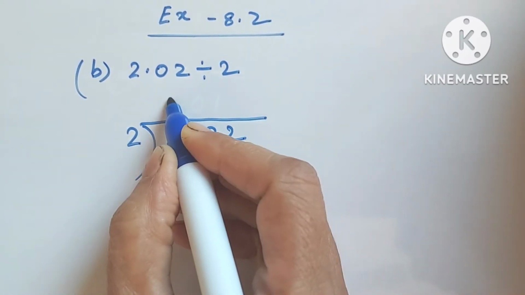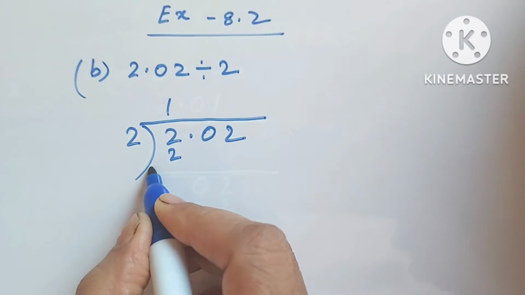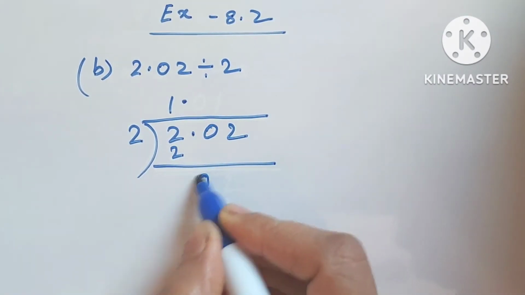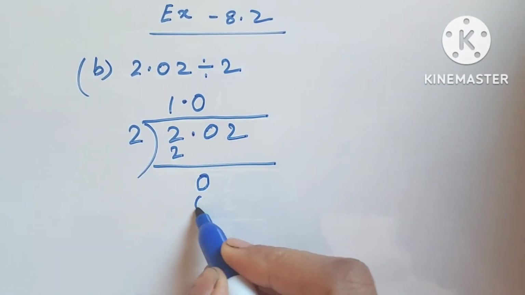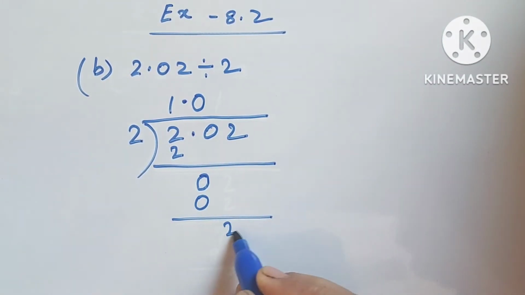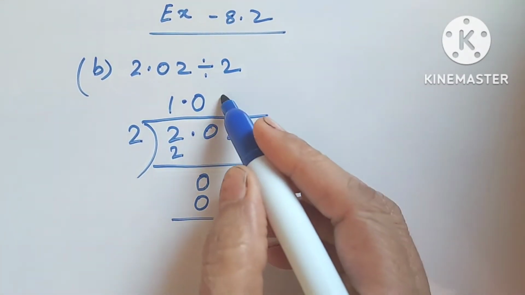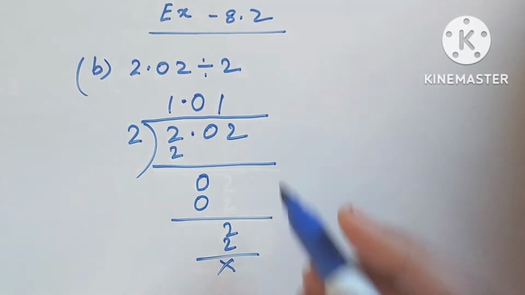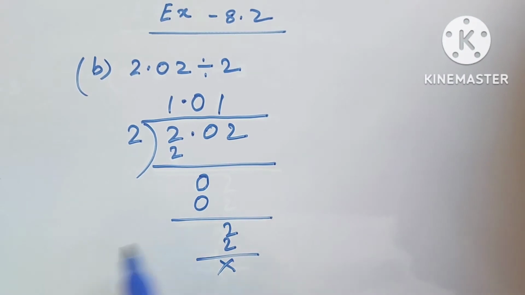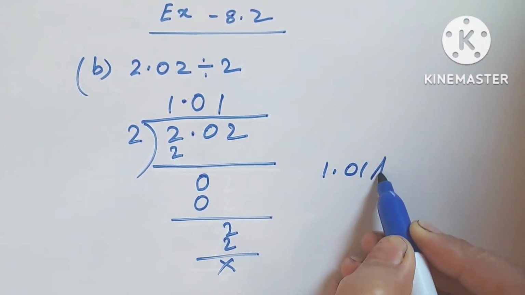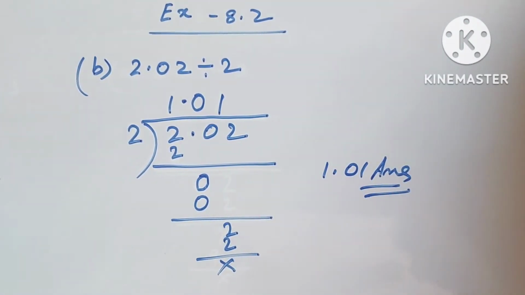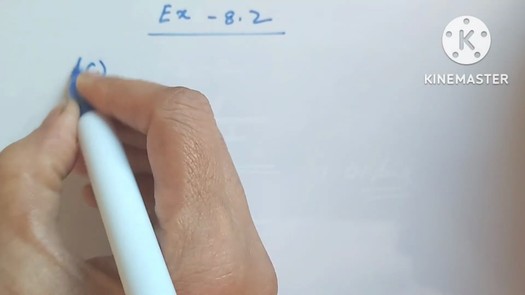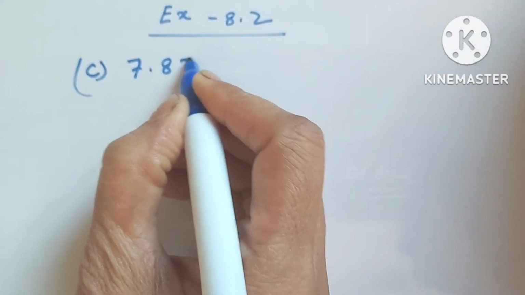2.02 by 2. 2 into 2 is 1, decimal, 0, 0, 2 into 2 is 1. So the remainder is 0 and the answer is 1.01. Now next, C.